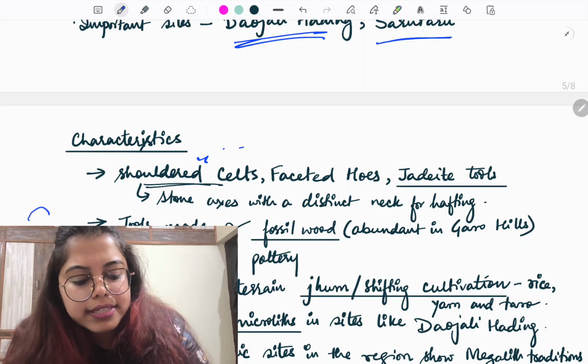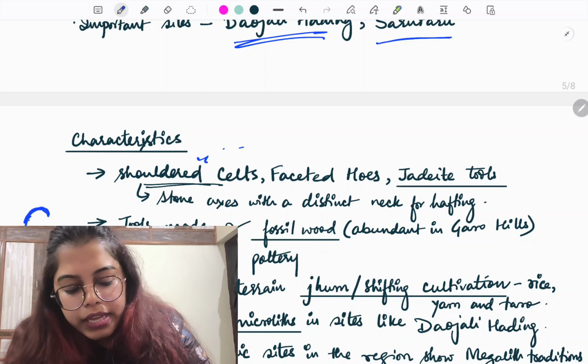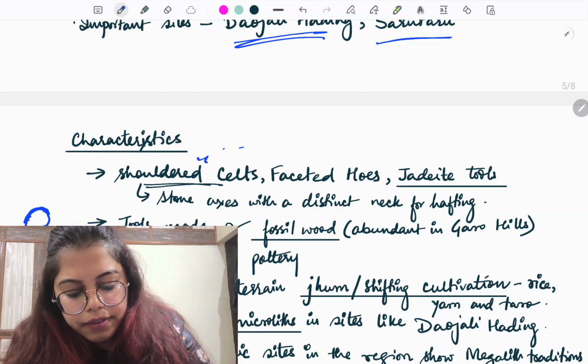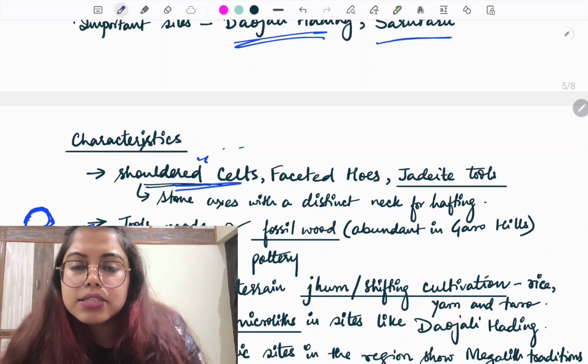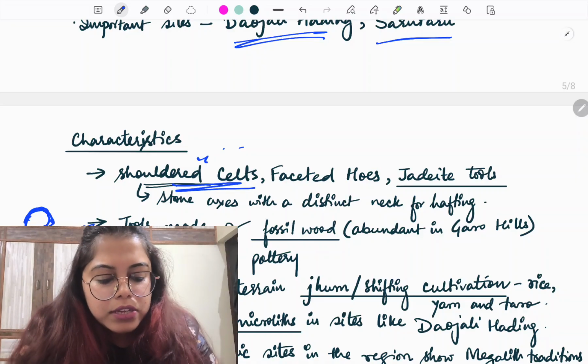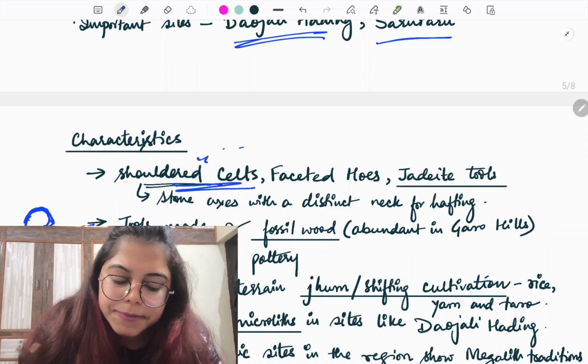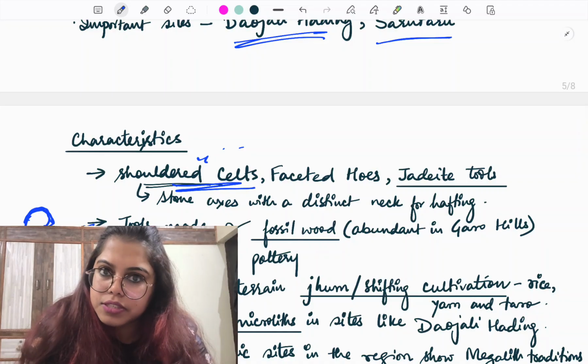We have shouldered celts. Shouldered celts means tools which have this kind of a shape. Maybe here they are attached to some other tool. So this shape is known as shouldered tools. Okay, so we have lots of shouldered celts. That was a unique characteristic of this region.